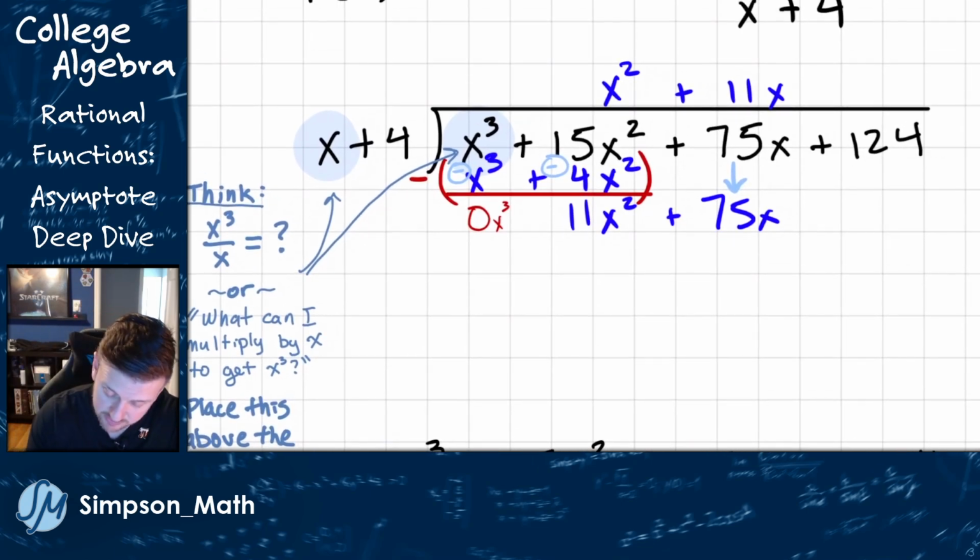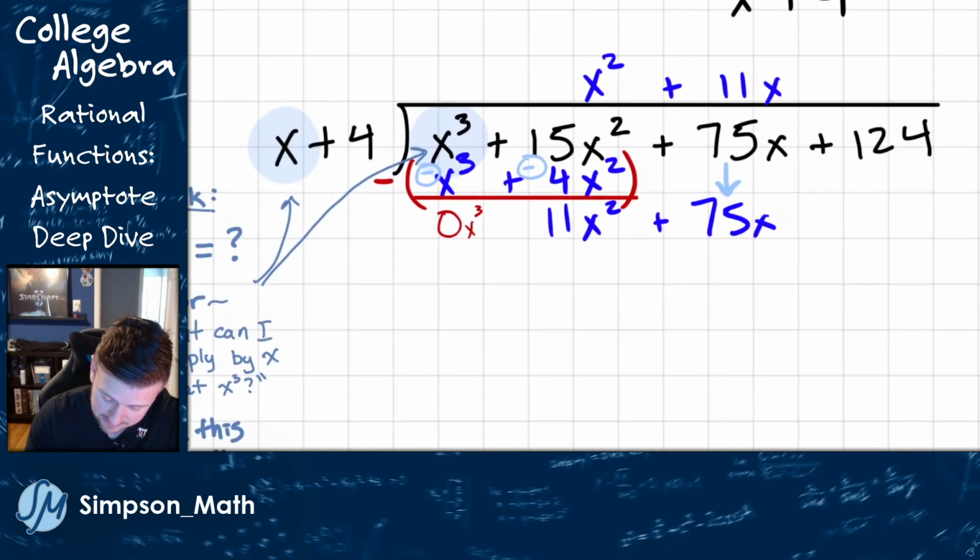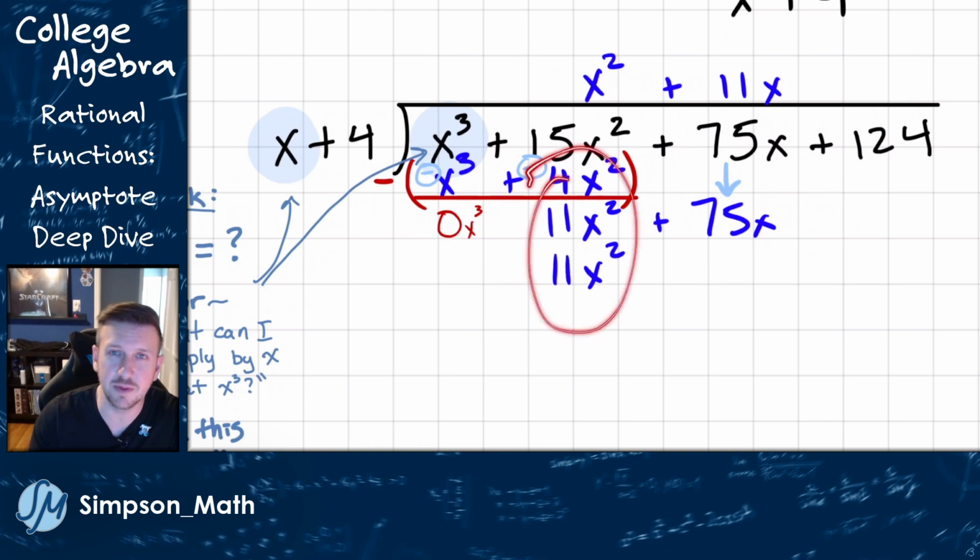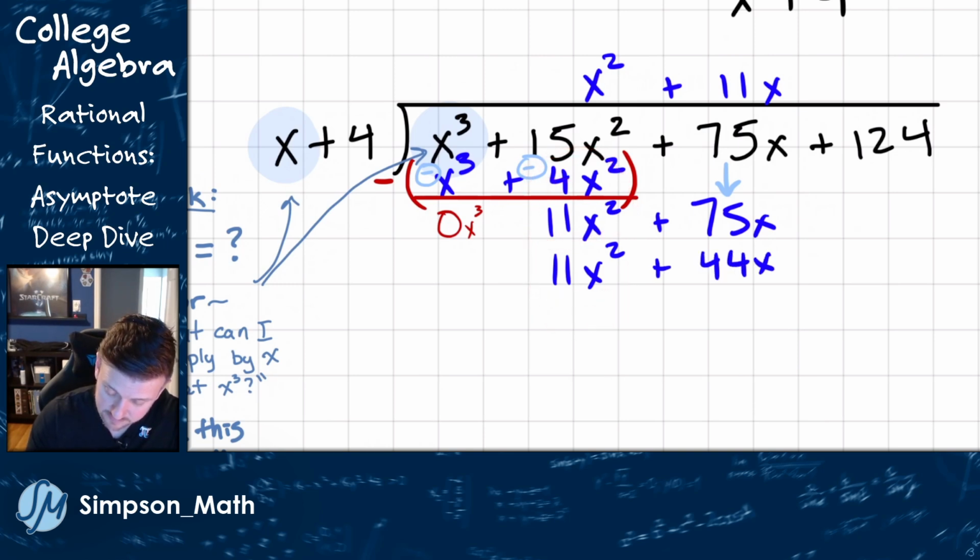All right, so now let's distribute that 11x. 11x times x will be our 11x squared. If this doesn't match, you did something wrong, so make sure that 11x squared and 11x squared match. 11x times 4 is a plus 44x.